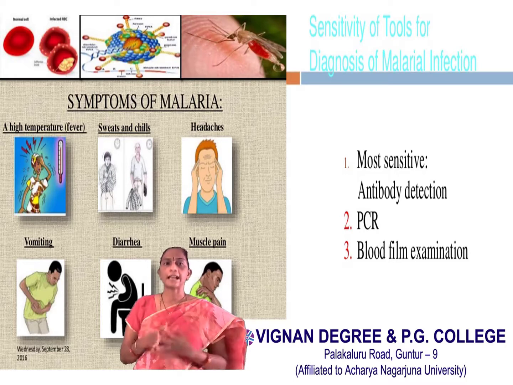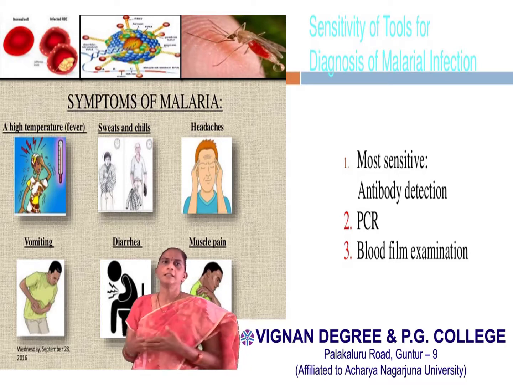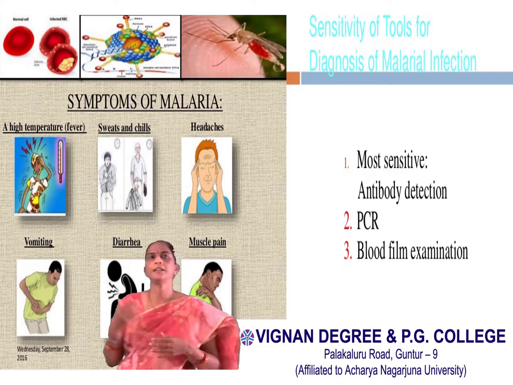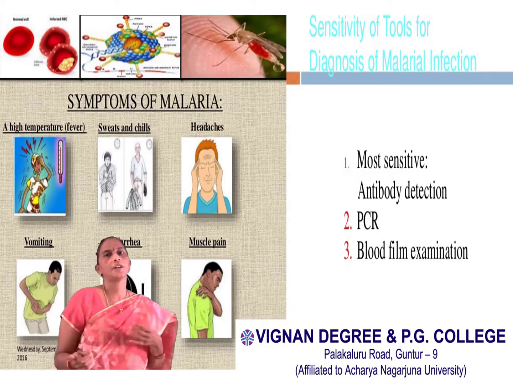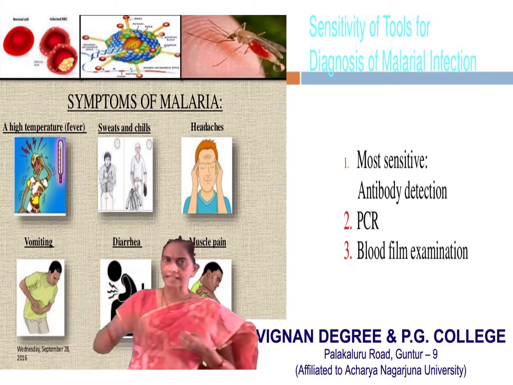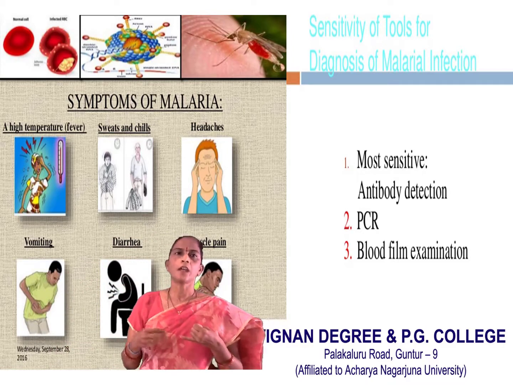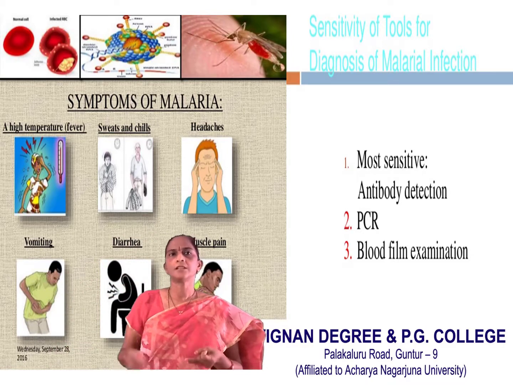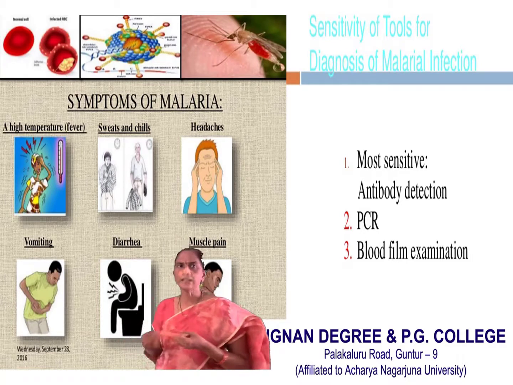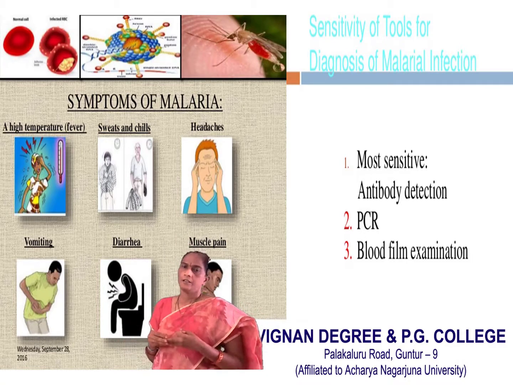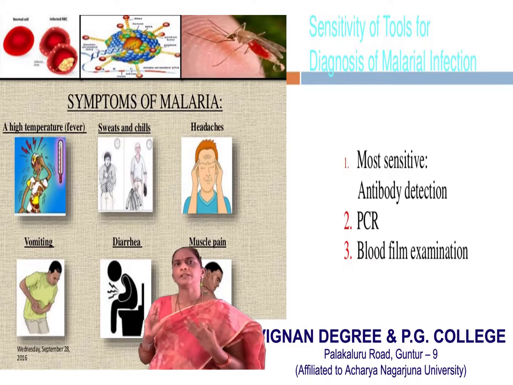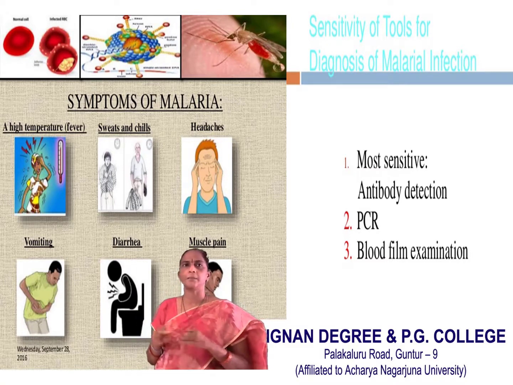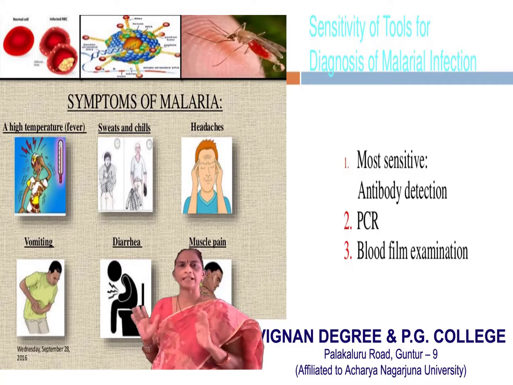Next, coming to the diagnosis. How can we diagnose? The organism can be diagnosed by using blood film examination, because the organism directly enters the blood. Along with this, we can use the PCR technique and antibody detection. Mainly the bloodstream can be examined.